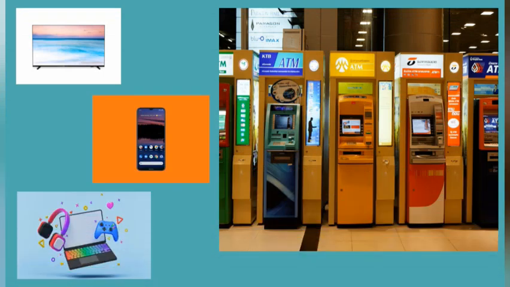Computers in other machines. Nowadays, most electronic gadgets are equipped with a computer chip. It helps these machines work smartly. These machines include television, video games, smartphones, and ATMs. ATM means automated teller machine. This machine helps us take money anywhere around the world.